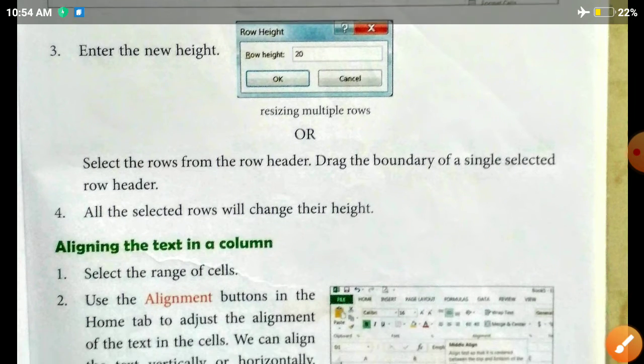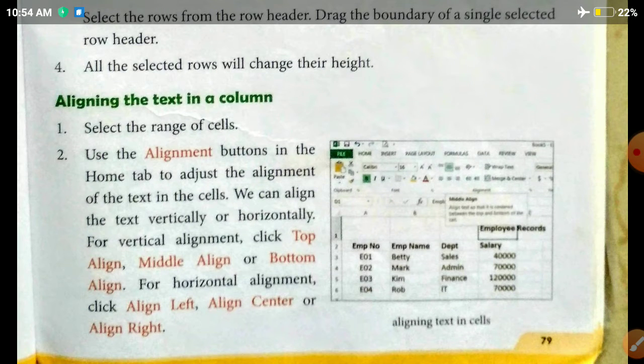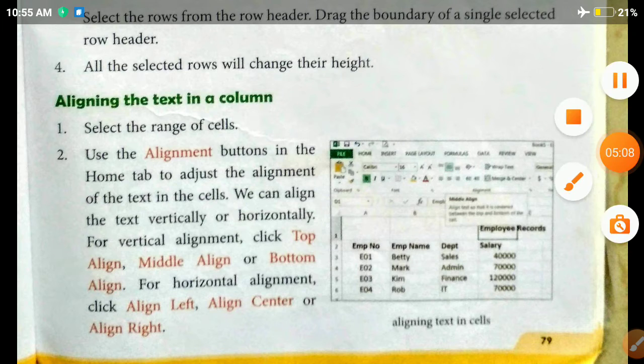Next is aligning the text in a column. Students, select the range of cells, then use the alignment buttons in the Home tab to adjust the alignment of the text in the cells. We can align the text vertically or horizontally. For vertical alignment, click Top Align, Middle Align, or Bottom Align. For horizontal alignment, click Align Left, Align Center or Align Right.